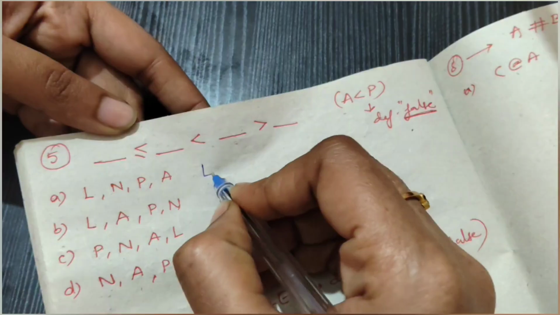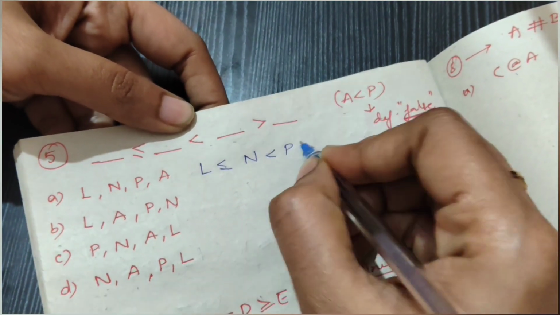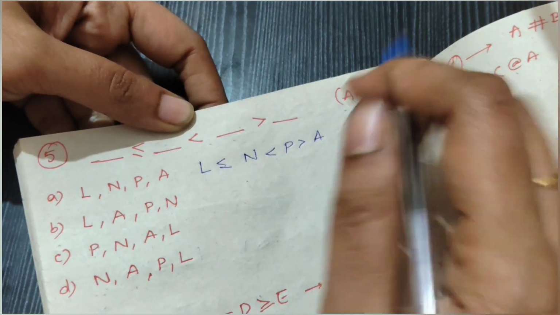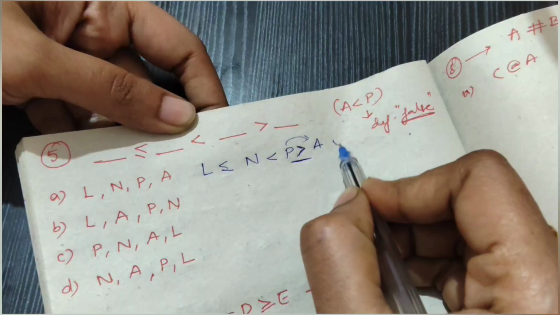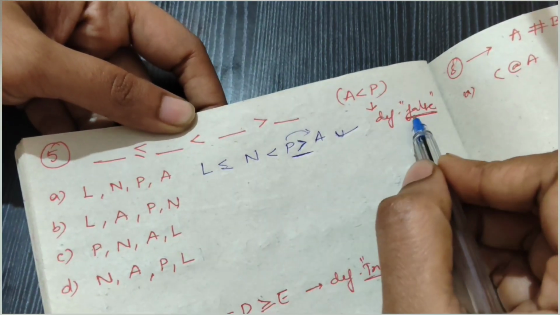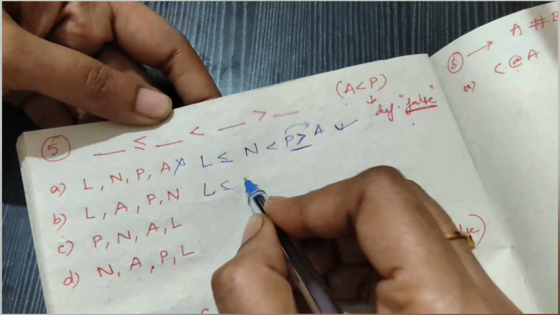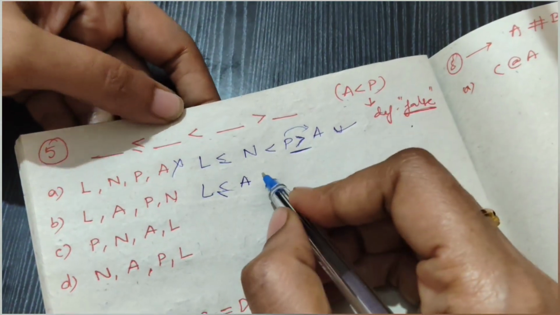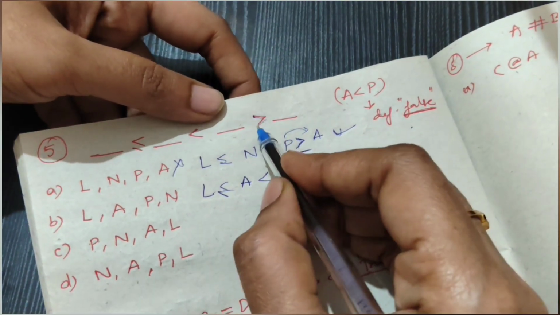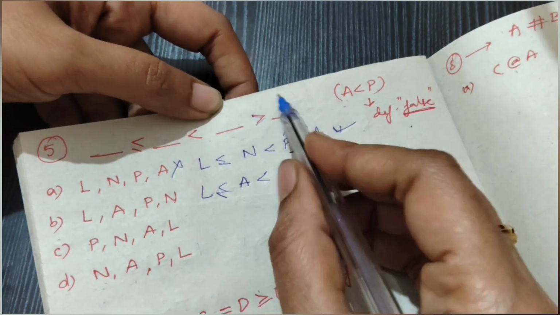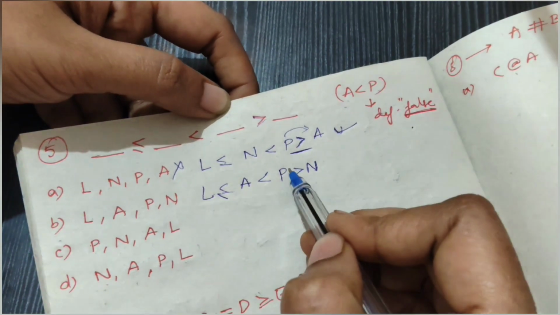Now L less than or equal to N, less than P, greater than A. So P to A, it should not be possible. Now P to A, here only we are getting. So actually this is right, but here they have asked false, so this option is wrong. Next, L greater than or equal to A, less than P, greater than or equal to N. So here see, greater than means definitely here you should not get P and A, right? So obviously this is also wrong.